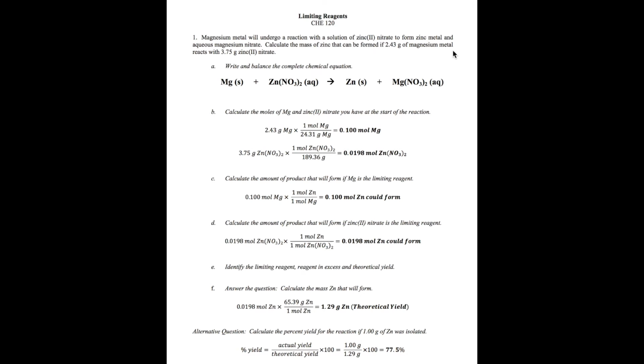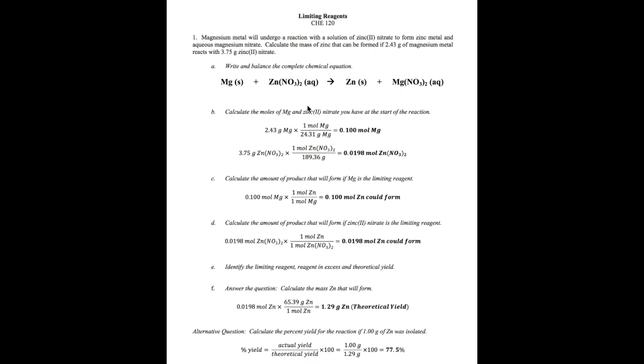As we look at the information in the problem, the very first thing we need for this limiting reagent problem, or any stoichiometry problem, is a balanced chemical equation. So that as I go from the information in the problem to all of the correct chemical formulas, the balanced chemical equation that I have tells me that 1 mole of magnesium plus 1 mole of zinc nitrate yields 1 mole of zinc metal and 1 mole of magnesium nitrate. I have a 1 to 1 to 1 to 1 mole ratio for my components.